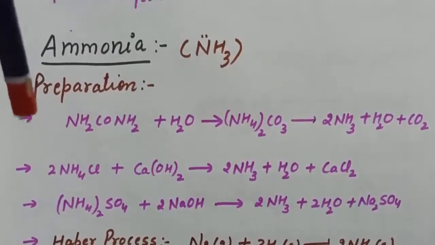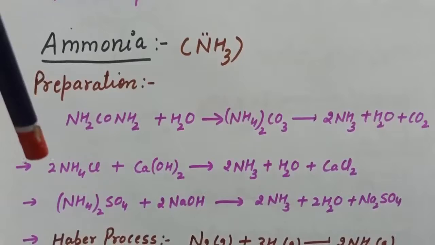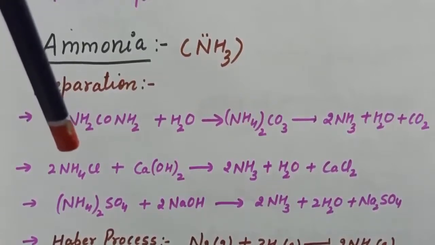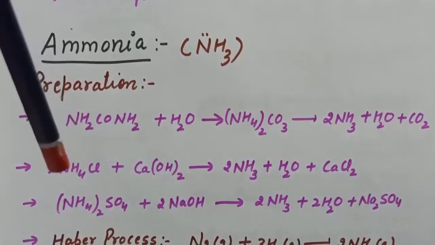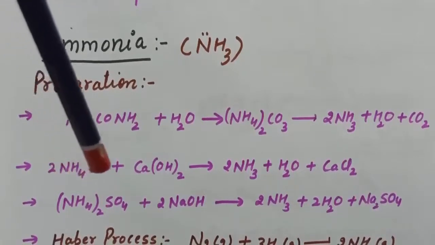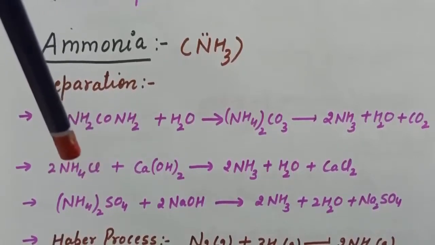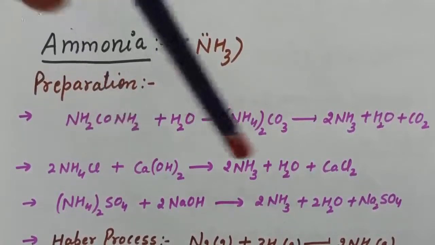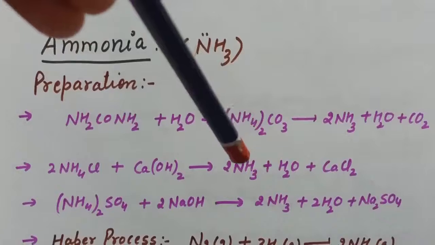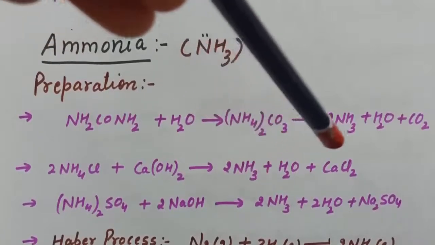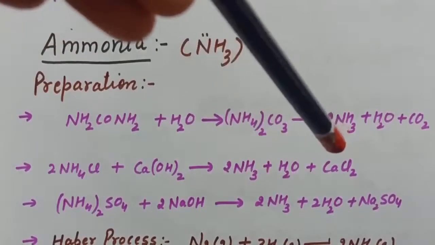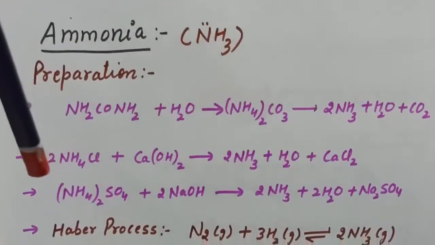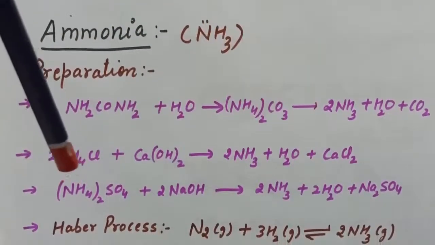Next preparation of ammonia is on small scale. This ammonia is obtained from ammonium salt. For example, ammonium chloride, which is a salt of ammonia. Now when we react ammonium chloride with calcium hydroxide, what will happen? Ammonia will be produced, and along with ammonia, water and calcium chloride will also be produced.